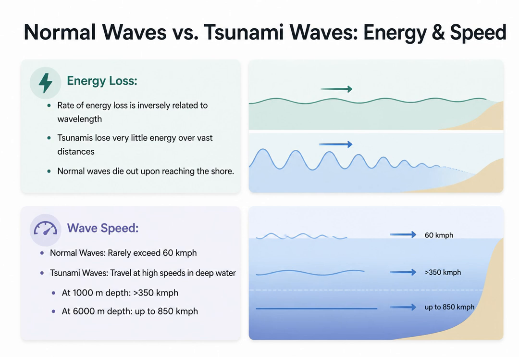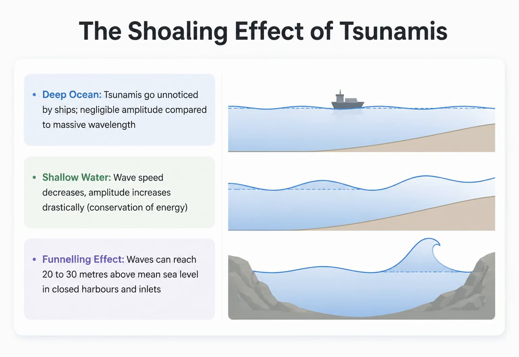Tsunamis, on the other hand, act like jet planes in the deep ocean, reaching speeds of over 350 kilometers per hour at a depth of 1,000 meters, and up to a staggering 850 kilometers per hour at depths of 6,000 meters. Out in the deep ocean, a tsunami is virtually undetectable.